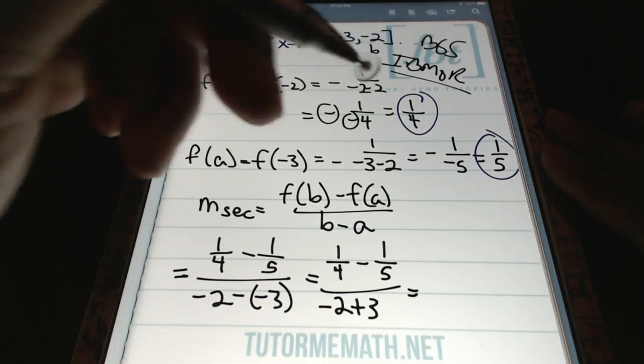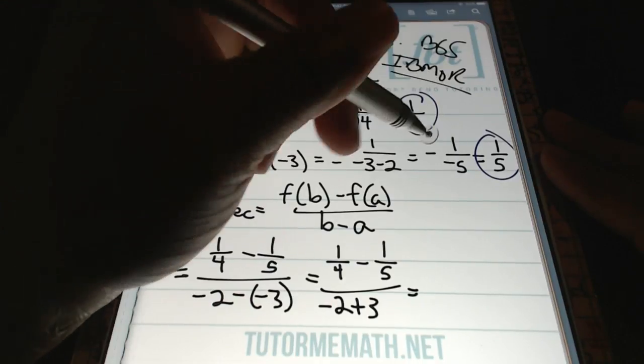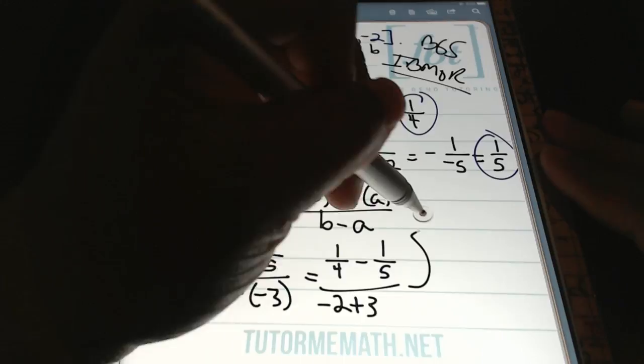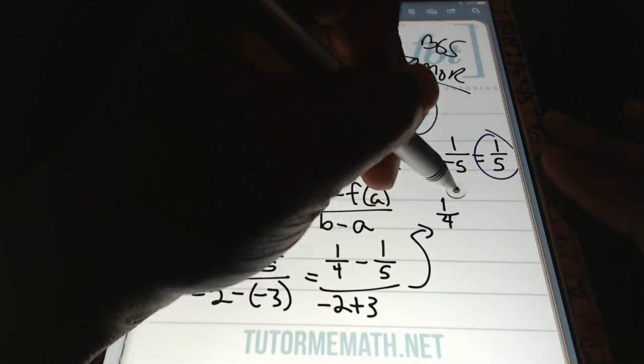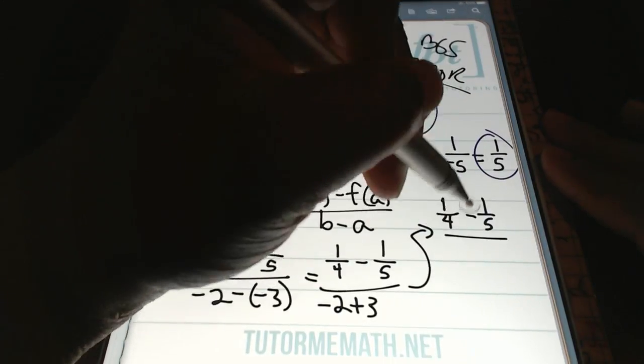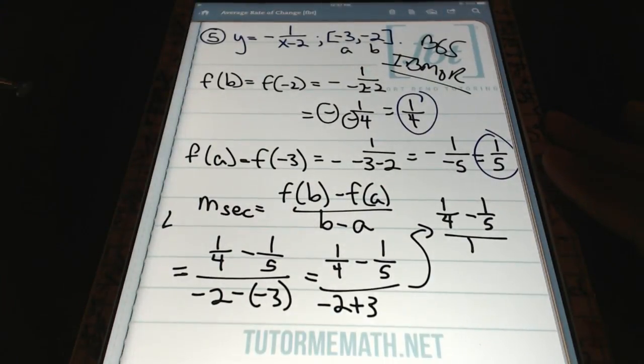From here, guys, in the numerator, let me give myself a little bit more room here. If we were to take this value, we now have the 1/4 minus 1/5. It's over 1 now because that's the result of combining that negative 2 plus 3.